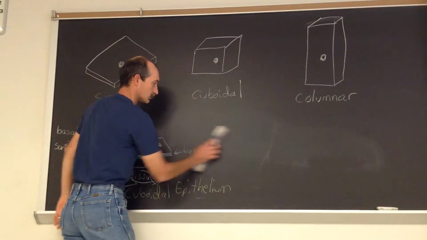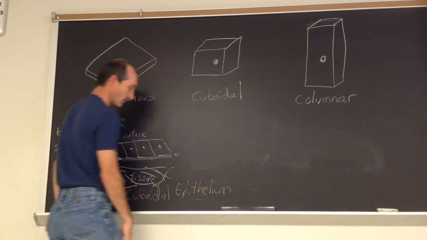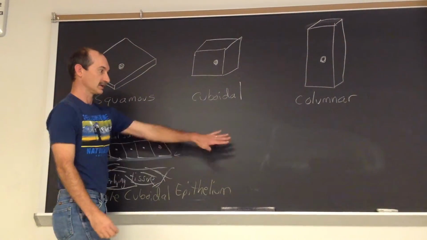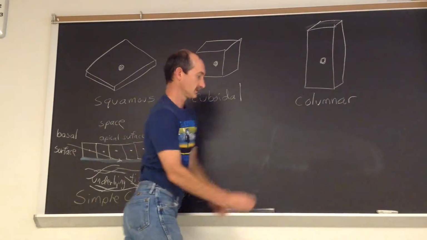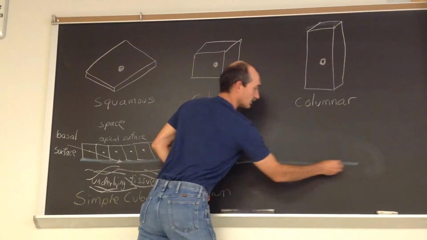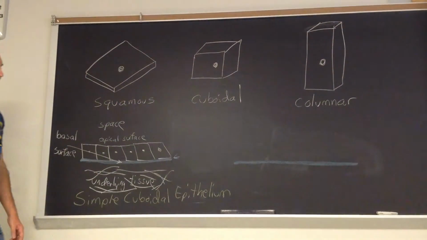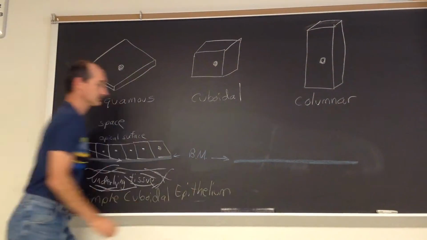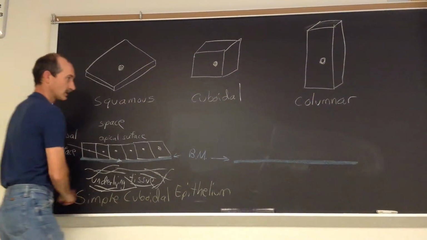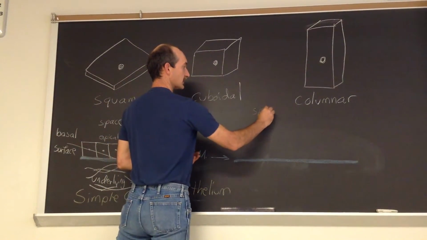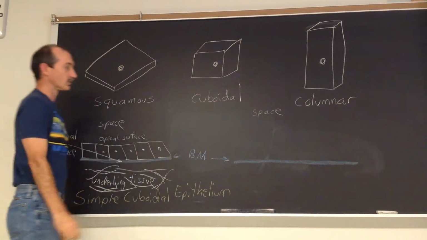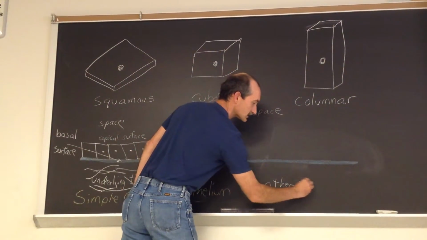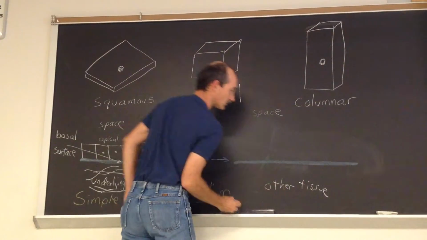I'm going to have to erase one word just to give myself a little bit more working room, and we will draw the next kind of layering in our space right here. And we're going to show the same kind of orientation. So I'm going to put in a basement membrane. We'll abbreviate that, basement membrane. We're going to have our apical surface with the space facing up, same as before. Our other tissue, what it connects to, is under here, same orientation as before.